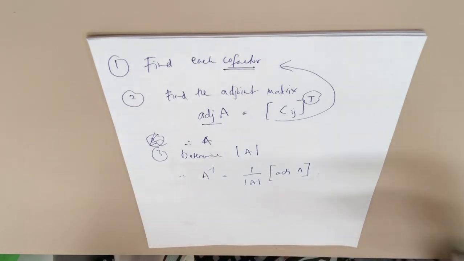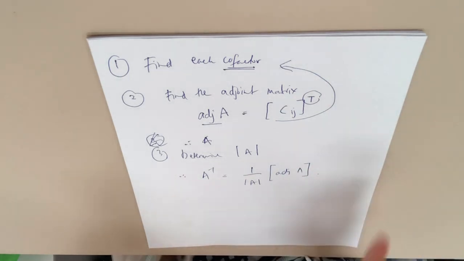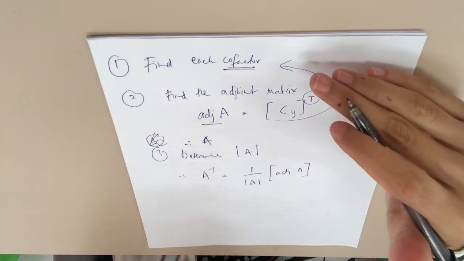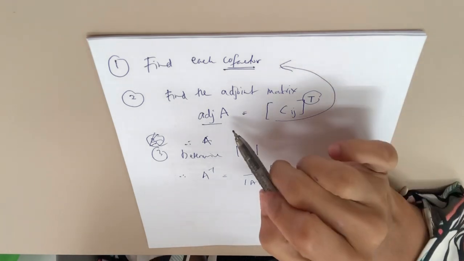So I repeat the first step for the 3x3. Totally different for 2x2 and also 3x3 and above. For 3x3 and above, you need to start first with the cofactor. After that you need to find the adjoint A.